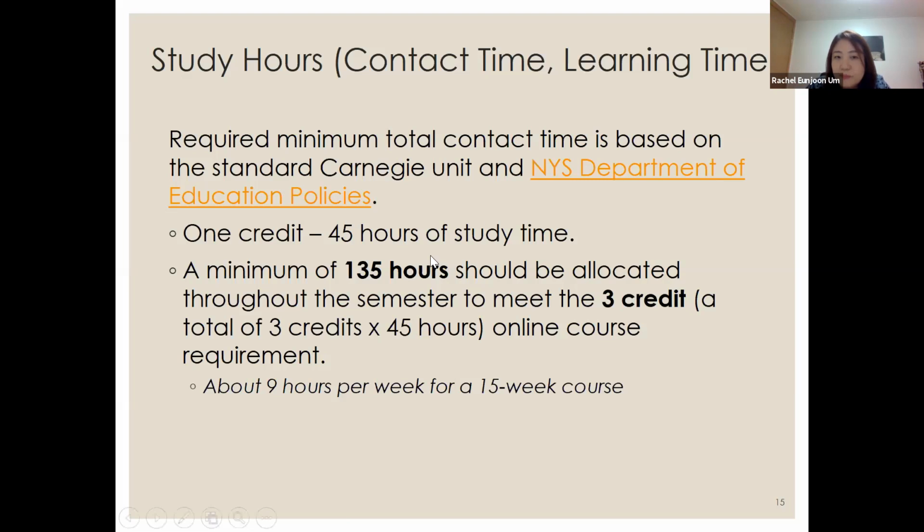So there are different standards that the university is following, and according to that, 1 credit course should have 45 hours of study time. So that means that if it's a 3 credit course, then 135 hours should be allocated. So if we have a 15-week course, then 9 hours per week should be allocated.